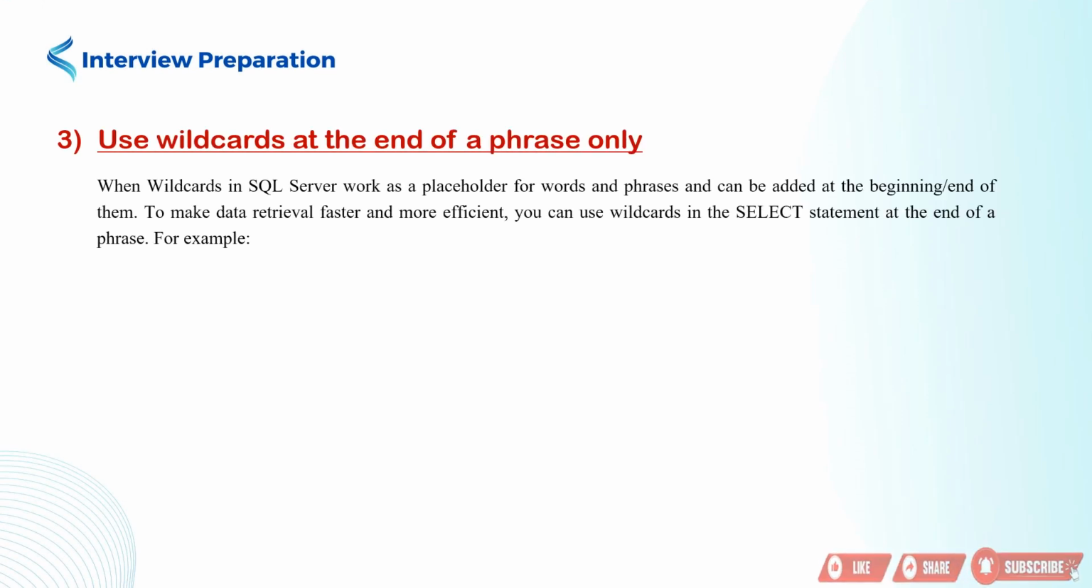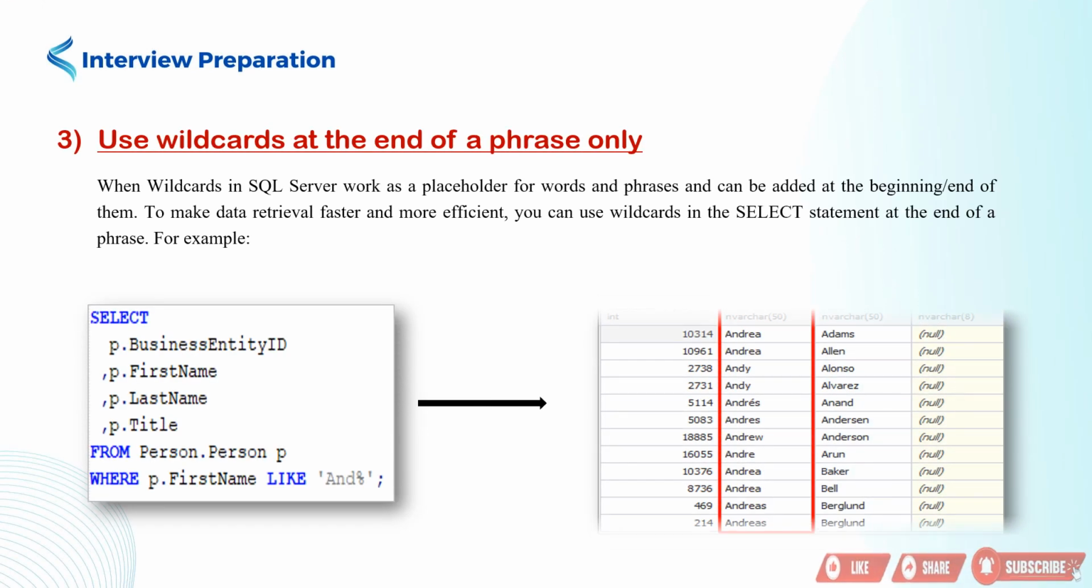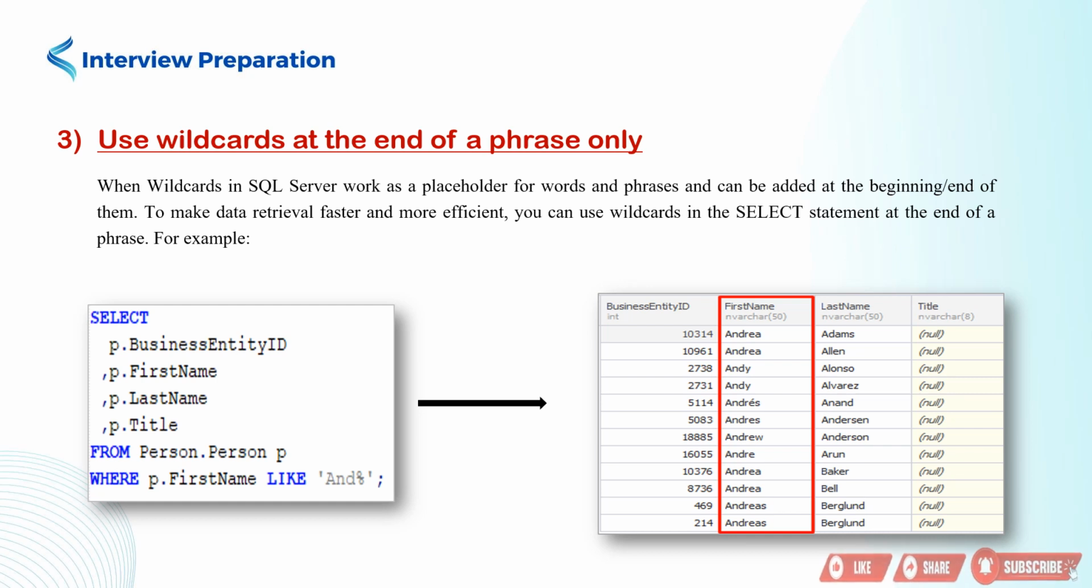Third way is, we should use wildcards at the end of a phrase only. Wildcards in SQL Server work as a placeholder for words, and they can be added at the beginning or end of them. To make data retrieval faster and more efficient, you can use wildcards in the select statement at the end of a phrase. For example, in this query, we will retrieve a list of customers whose first name matches the specified condition, that is, their first name starts with AND.